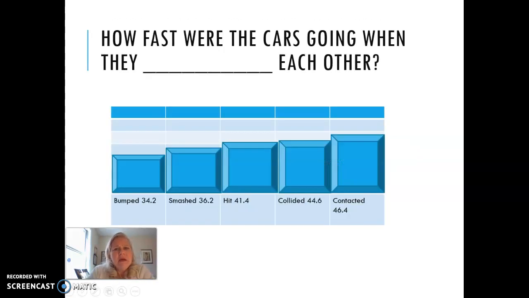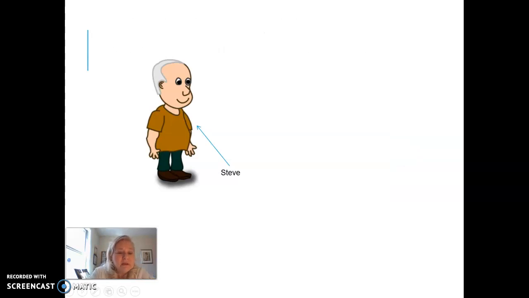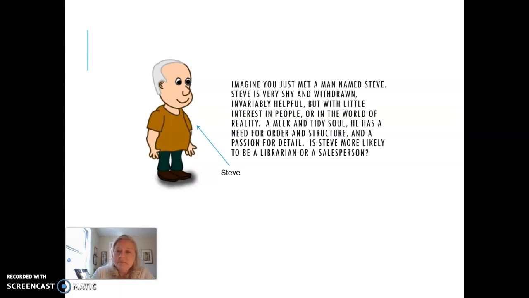All right. Now, this is Steve. Take a look at Steve. It's my husband's name, by the way. Imagine you just met a man named Steve. Steve is very shy and withdrawn, invariably helpful, but with little interest in people or in the world of reality. A meek and tidy soul, he has a need for order and structure and a passion for detail. Is Steve more likely to be a librarian or salesperson?